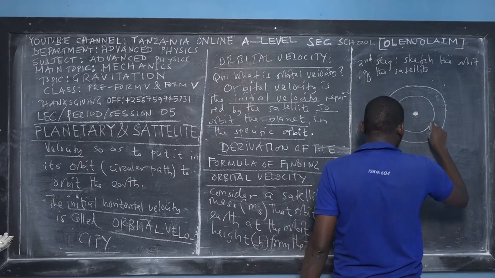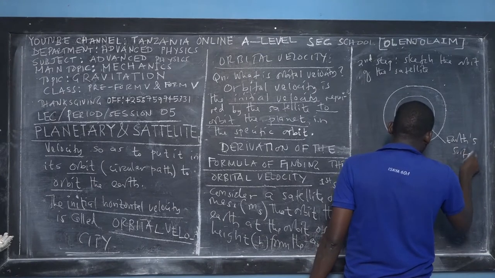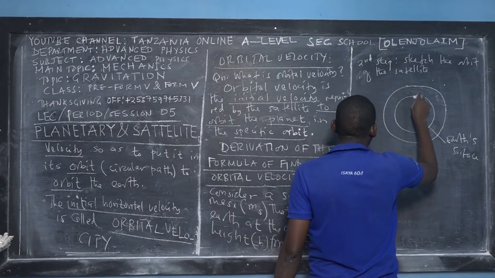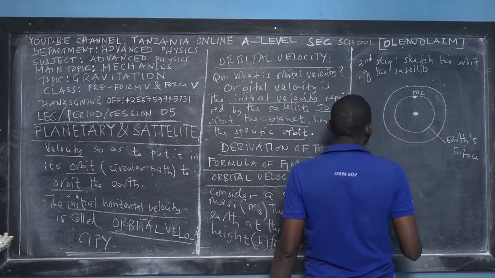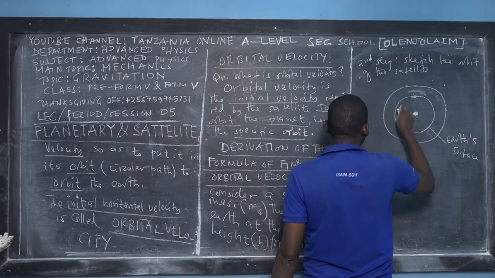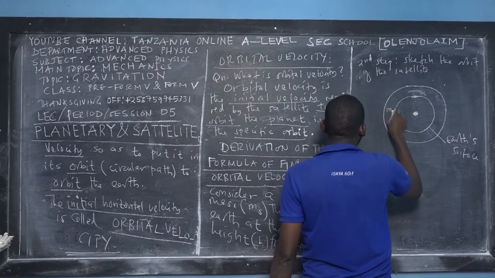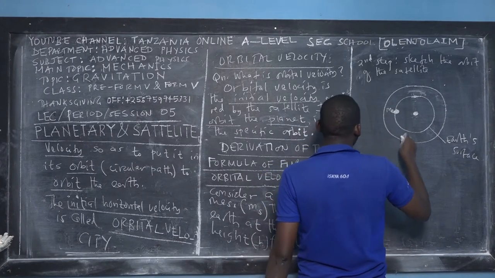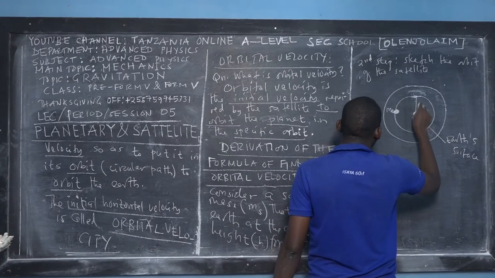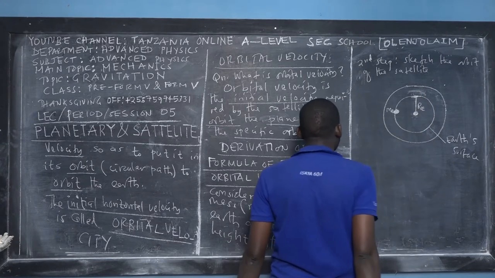So this is the Earth's surface. And here, suppose we have the mass of the Earth. Or rather, not at this point; the best point is this point. This is the mass of the Earth, and here we have the radius of the Earth, RE, from the Earth's surface to the center of the Earth.